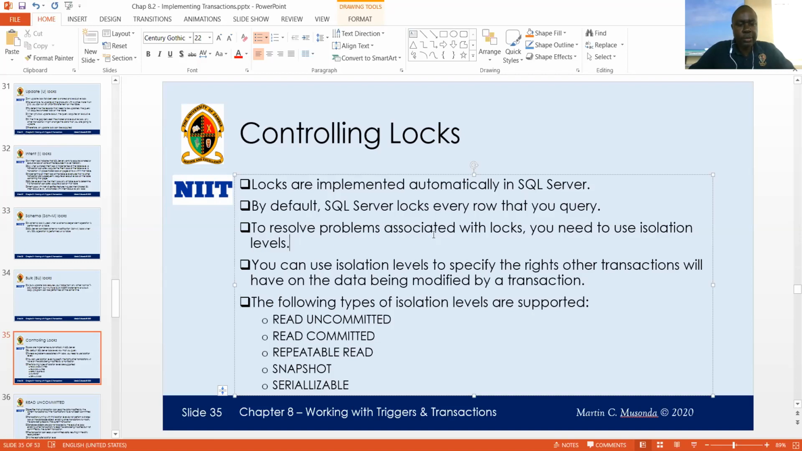The following types of isolation levels are supported in SQL Server. The first one is read uncommitted. Read committed, repeatable read, snapshot, and serializable.